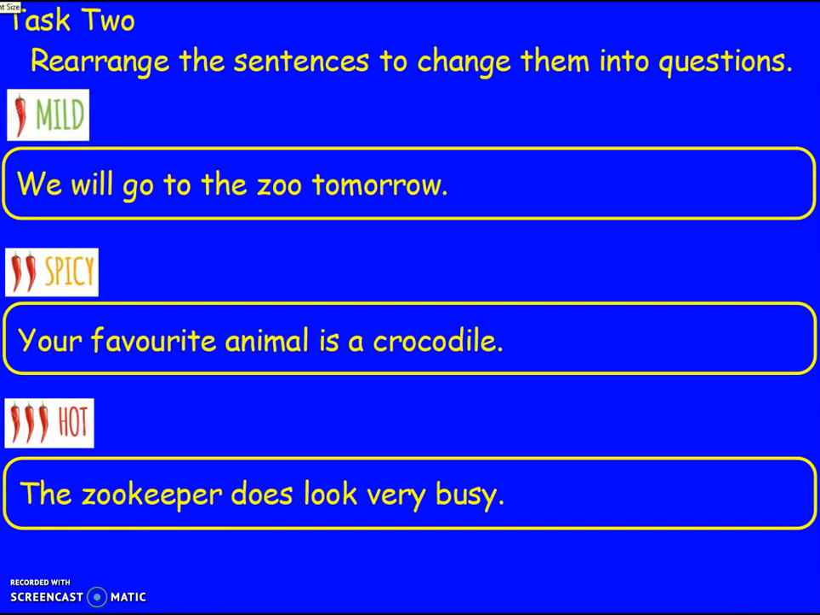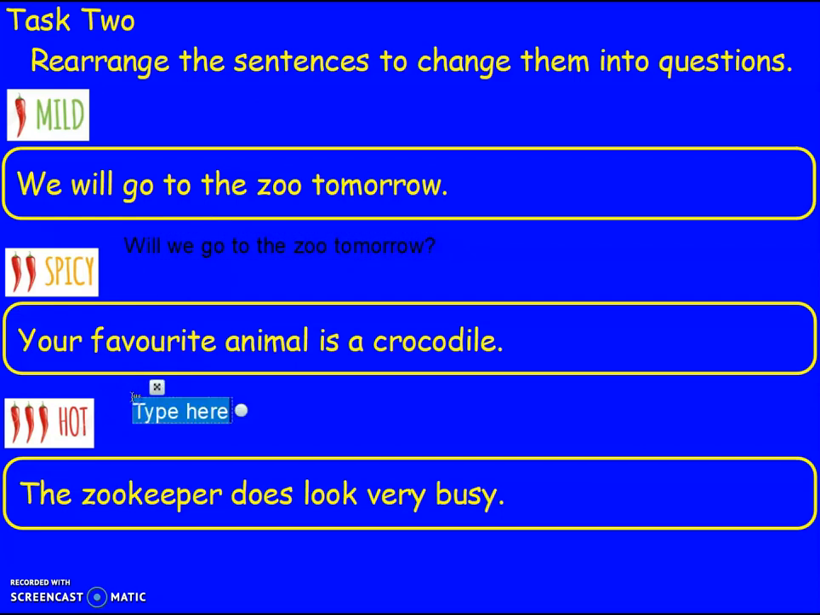Okay, so we could rearrange Mild to say, will we go to the zoo tomorrow? Question. And that has changed it from a normal sentence, we will go to the zoo tomorrow, into a question, will we go to the zoo tomorrow?